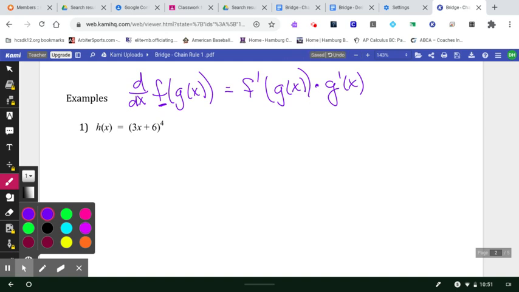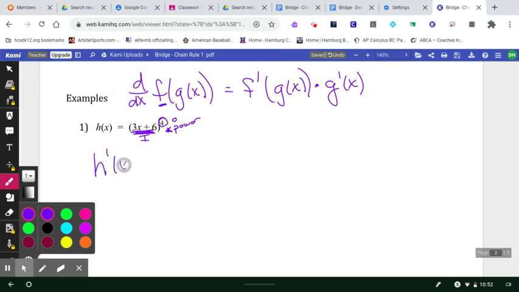All right, so who is inside and who is outside? Would you agree the inner function is the 3x plus 6, so I'm going to put an I there, and the outer function is the 4, so I'm going to put an O there. Okay, so the inner is just this linear function. The outer function, though, let's maybe make a little note, is a power. So we're literally just going to apply the power rule when we take that derivative.